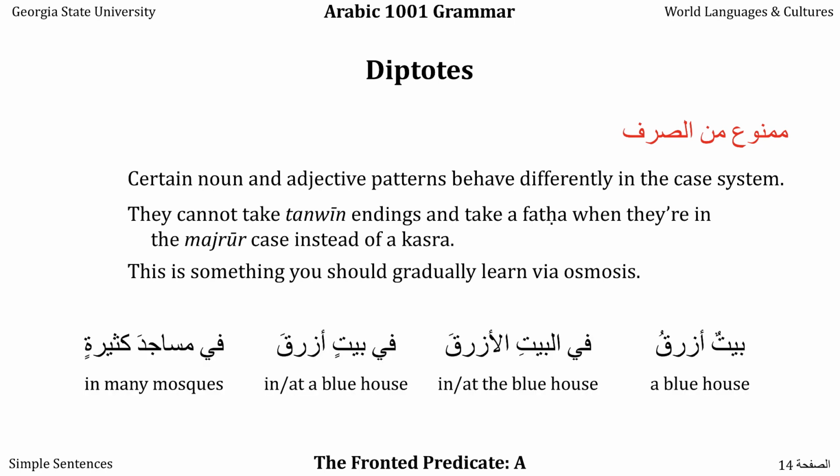So we can say Baytun azraqu, a blue house. Azraq is one of the patterns that behaves in this manner, so instead of taking a tanween ending, it takes a single dhamma.